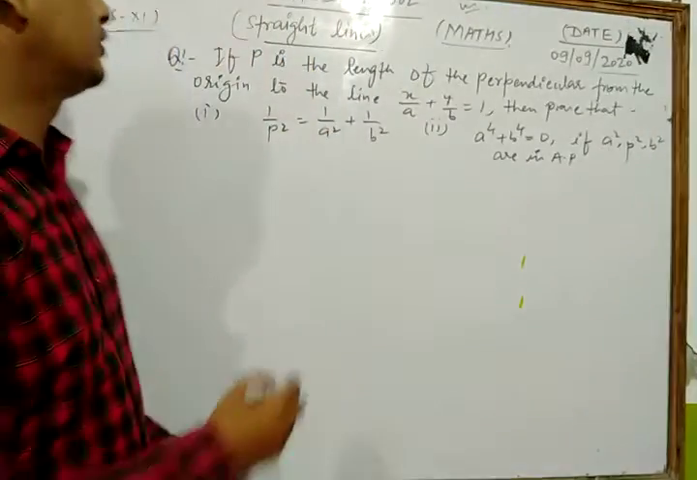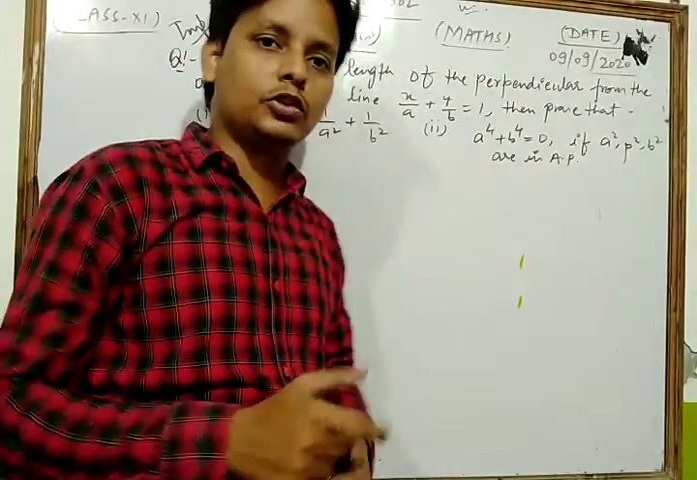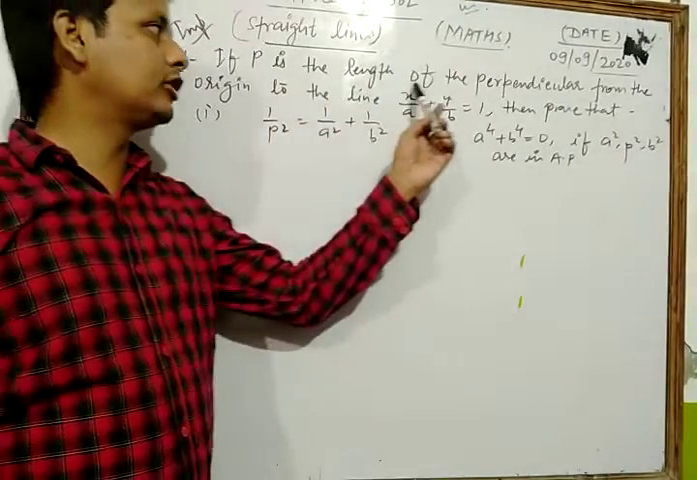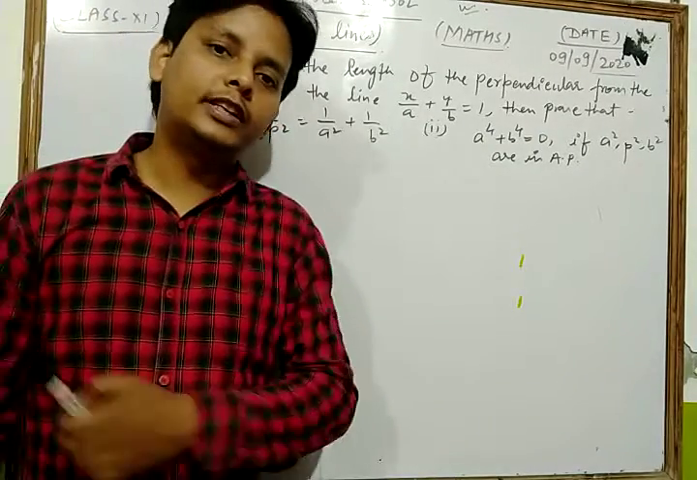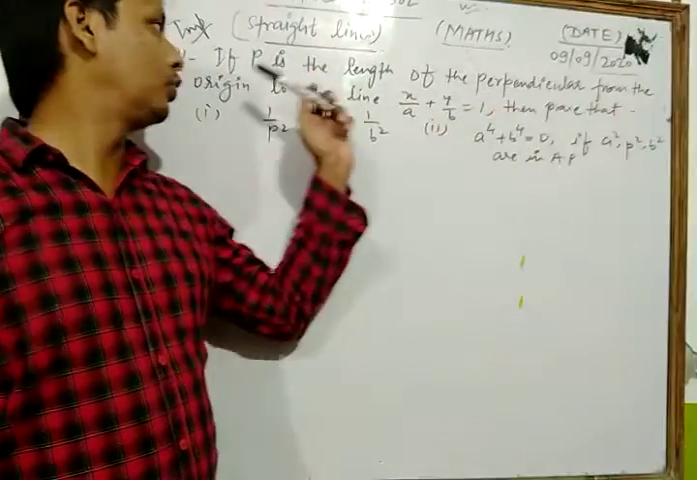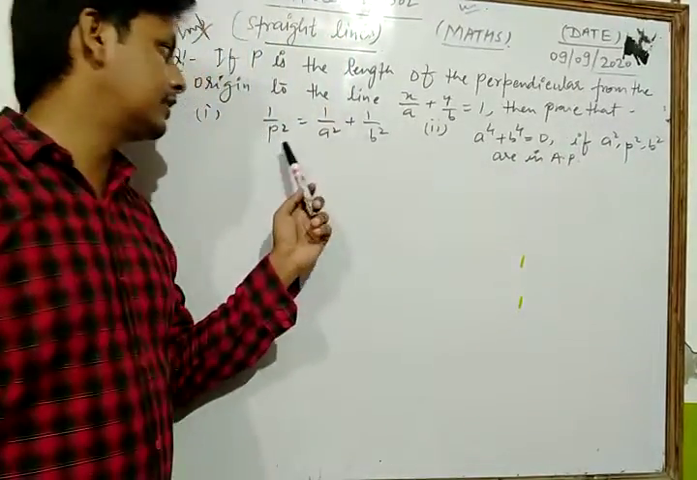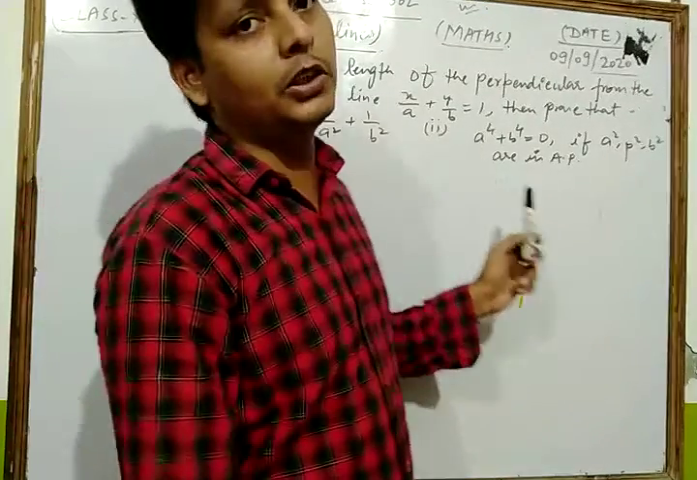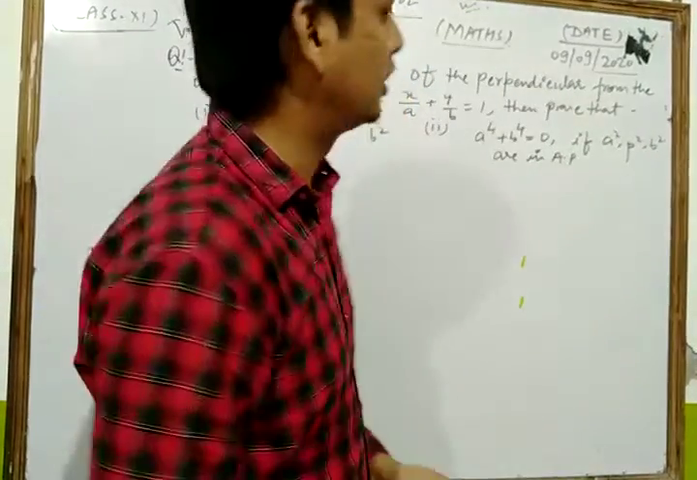Now this is a very important question of your NCERT exercise. Let's see its solution, dear students. Let's see the question once more. If p is the length of the perpendicular from the origin, and you know that the coordinate of the origin is 0, 0, to the line, then prove that 1 upon p square is equal to 1 upon a square plus 1 upon b square. Second, a to the power 4 plus b to the power 4 is equal to 0 whenever a square, p square, b square are in AP. Now let's see its solution.